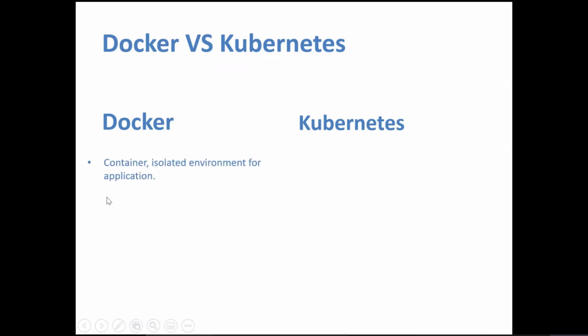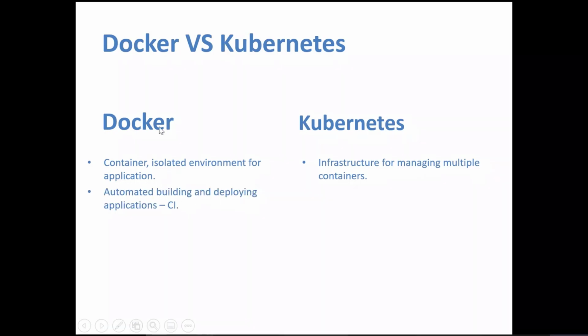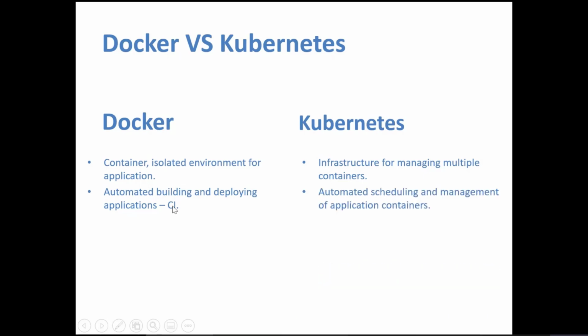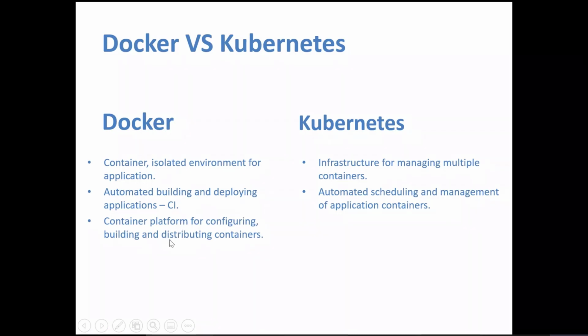The Docker is a container isolated environment for application, whereas Kubernetes is infrastructure for managing multiple containers. And then for Docker, it's automated building and deploying application for continuous integration, whereas for Kubernetes, it's automated build, scheduling and managing of application containers. So container platform for Docker for configuring, building, and distributing containers, whereas for Kubernetes, it is an ecosystem for managing a cluster of Docker containers. That's it.